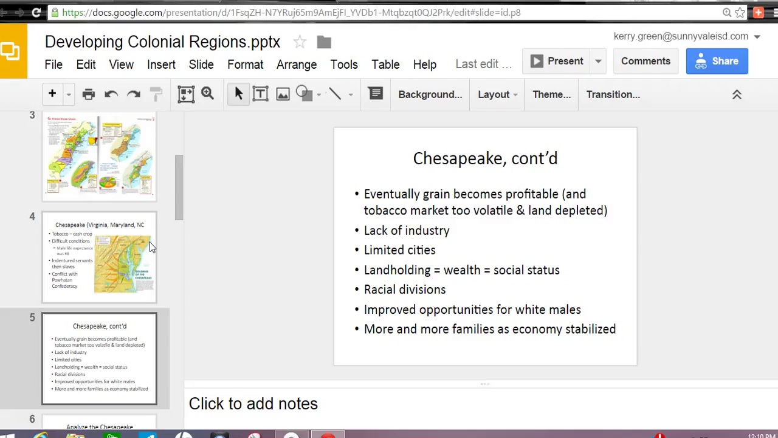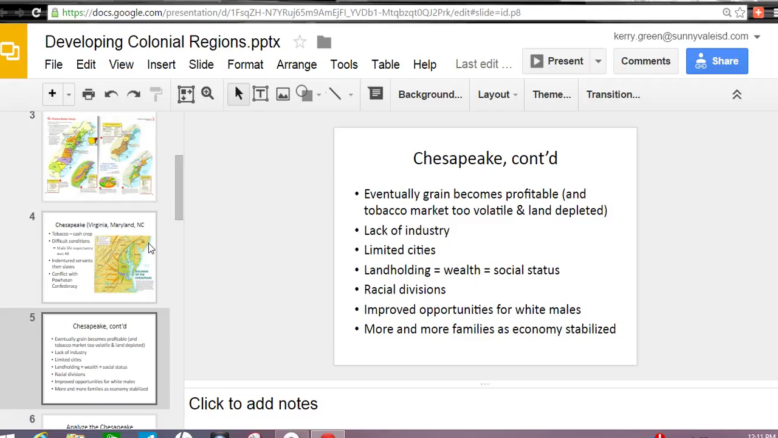So just keep that in mind, that you start to have that transition from tobacco and cash crop to more traditional, diversified grain production. All of this, though, means that there's a lack of industry. We don't have a lot of industrial things going on. We don't have a ton of cities being built. You still have social status tied very directly to land holding and to people that own the larger plantations.